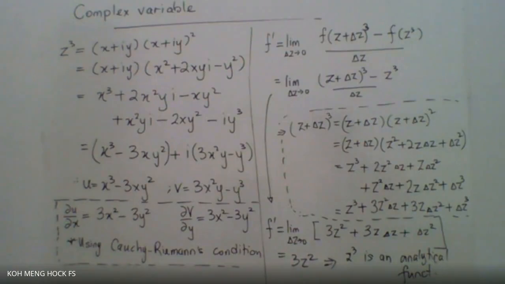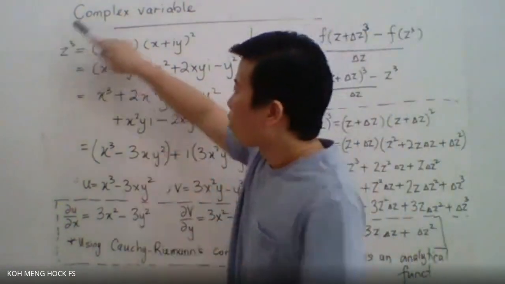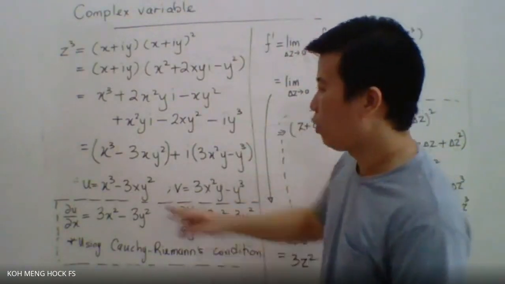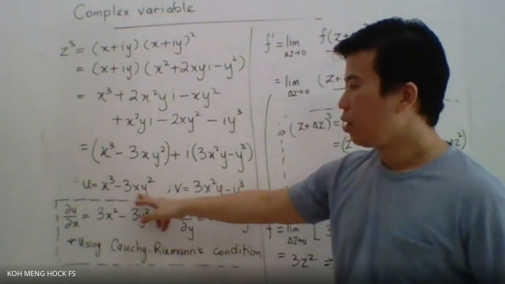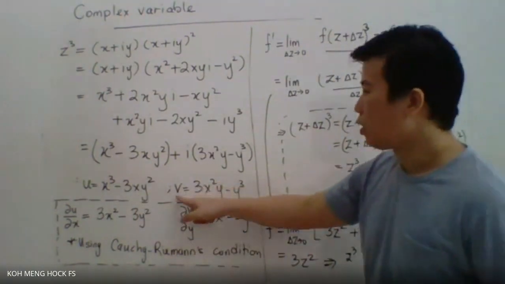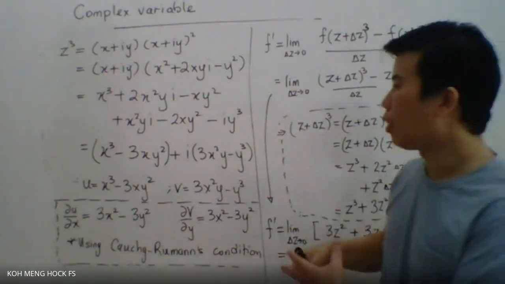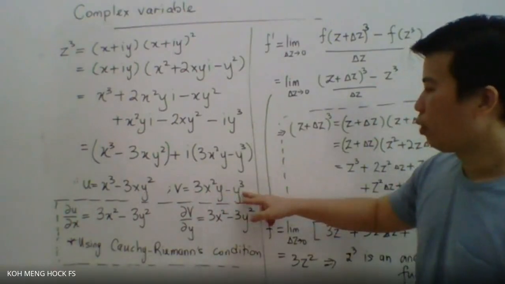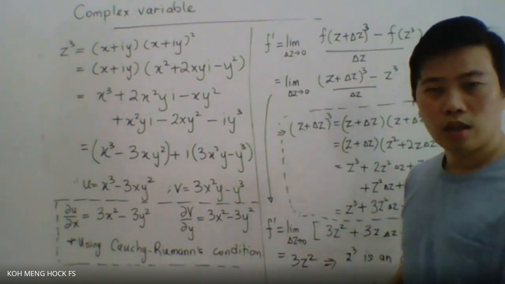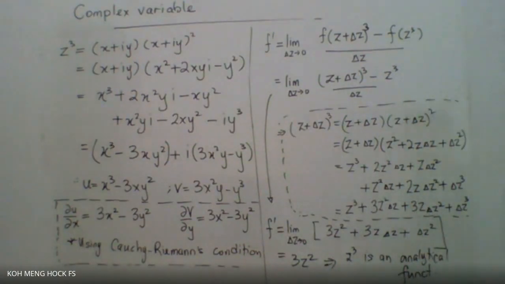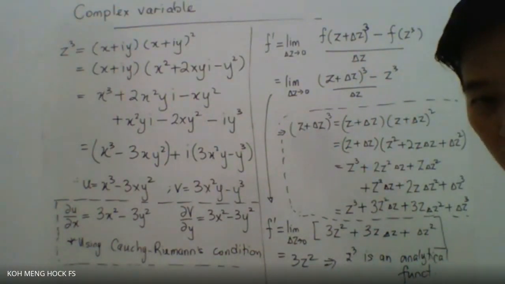So let me repeat. Z to the power of 3. I expand this. I do my simple stuff, and now I got u equals to this value. Okay. This term, v, which is the function in the imaginary part of the complex number, is 3x squared y minus y to the power of 3. Same for everyone? Yes, very good. I hope. Same? Okay.